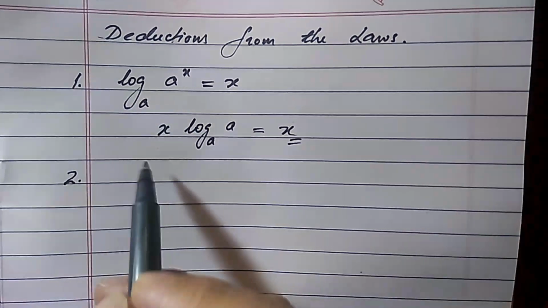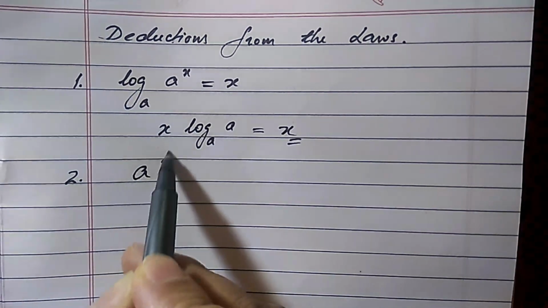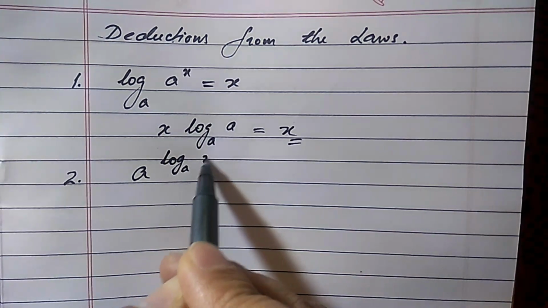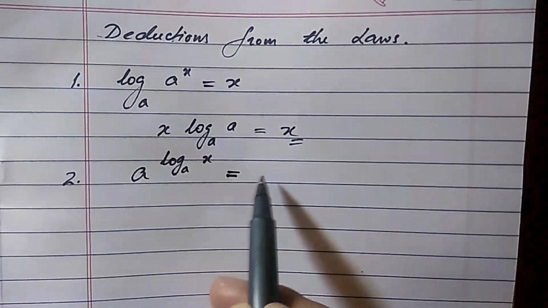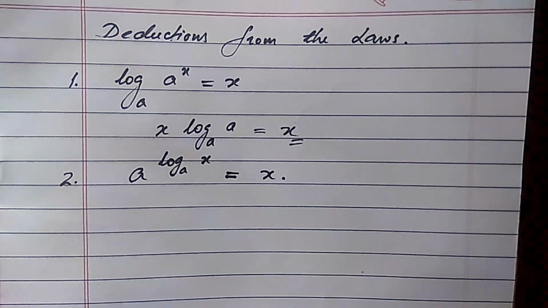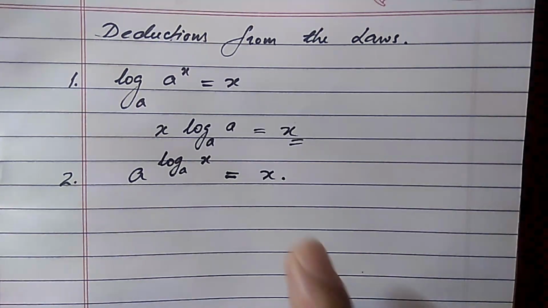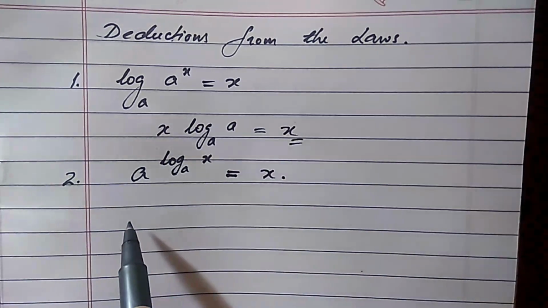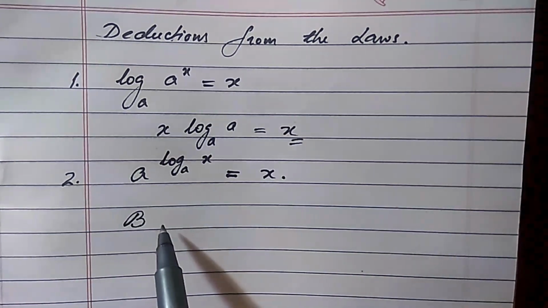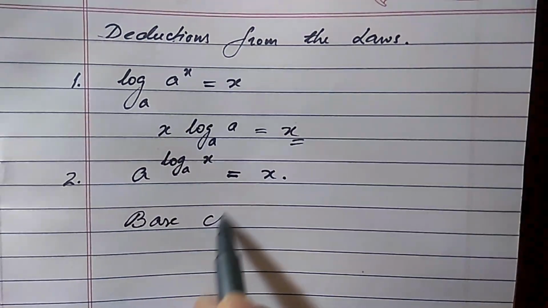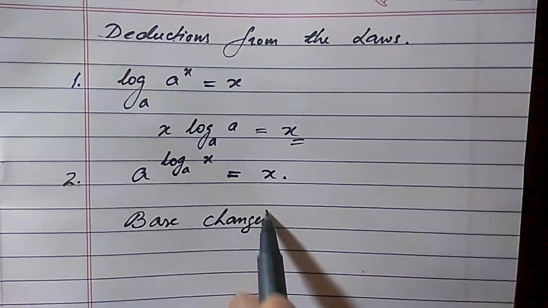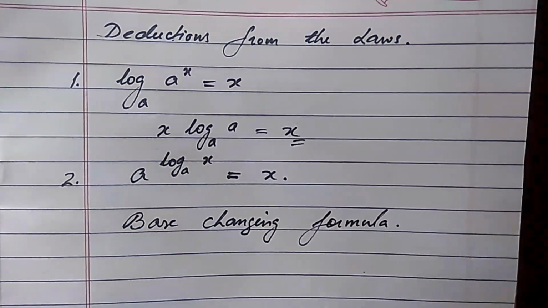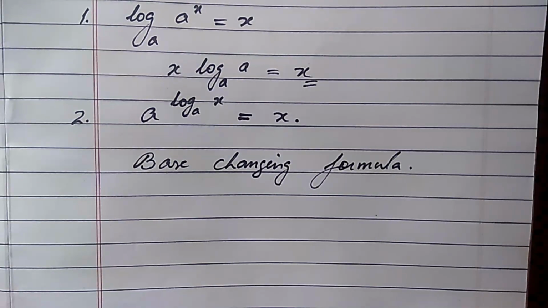Number 2, a to the power log of x with base a is equal to x. How is that? Before we try and prove this one, we must learn a formula known as the base changing formula.